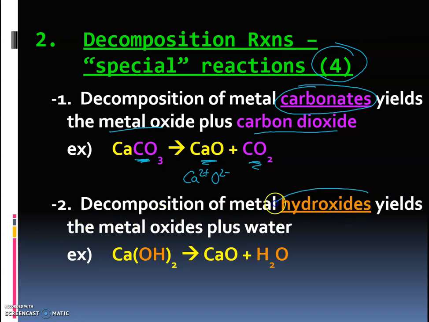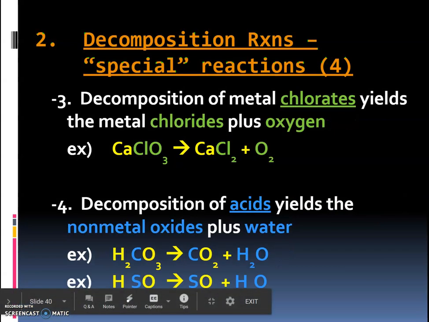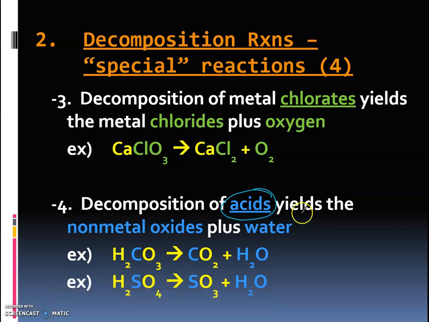Decomposition of a metal hydroxide, which is your base, yields the metal oxide plus water. Where have we seen this before? That's right, this is the opposite of the synthesis of a base. So Ca(OH)2 is going to break up into CaO, again Ca2+ and O2-, and H2O is made. So you can naturally guess that we are also going to break up our acids down here, which I forgot I put fourth. And then we'll go up and do the third one.